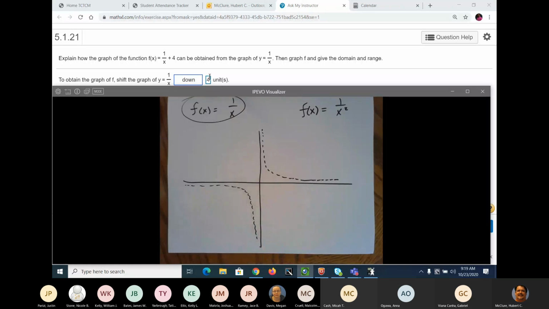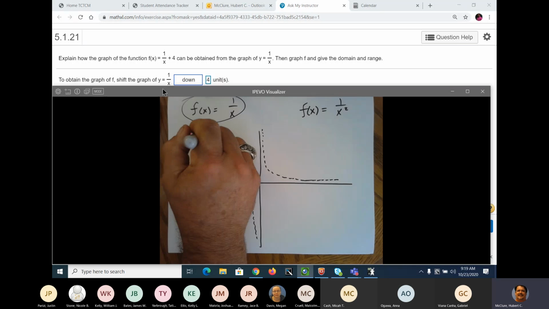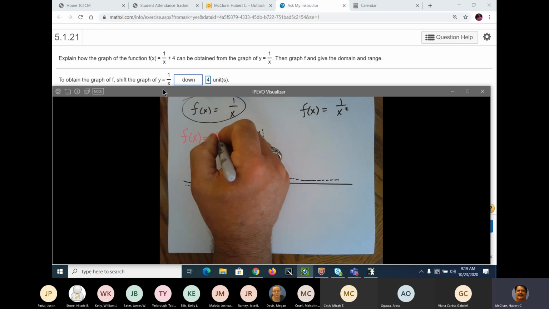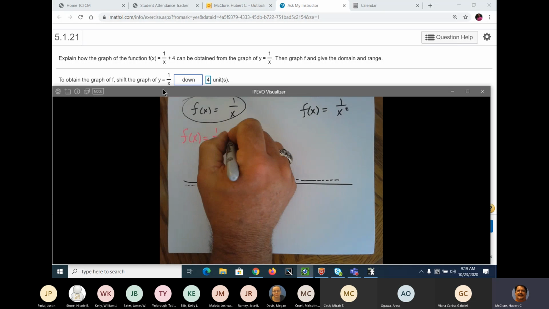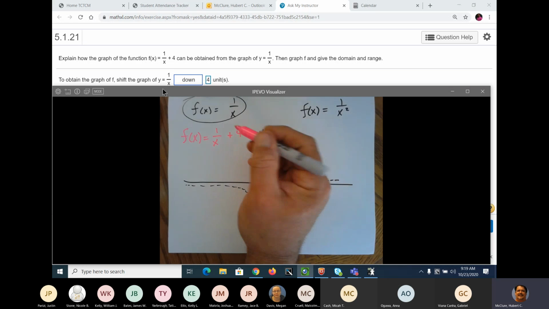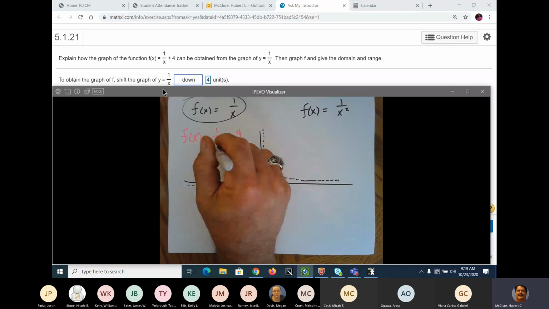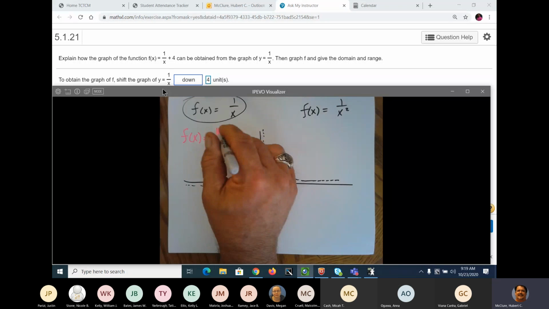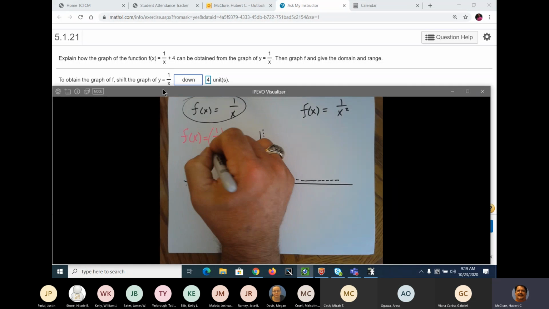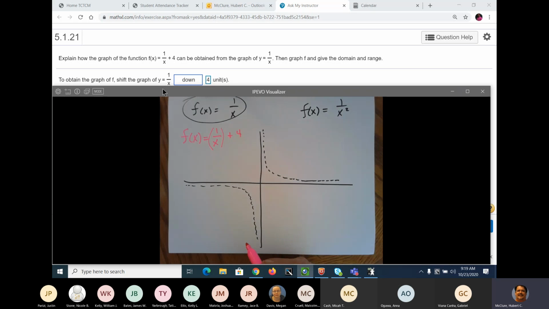So this one says 1 over x plus 4. The 4 is not connected to the x. The 4 is connected to the function. So if the 4 is connected to the function, that means it's a vertical shift, just like we've learned in the last 3 or 4 units or chapters. That plus 4 represents a vertical shift because it's not tied to the x. It's tied to the function. So you can put a parenthesis right here. So that means you've got a vertical shift of 4 up.